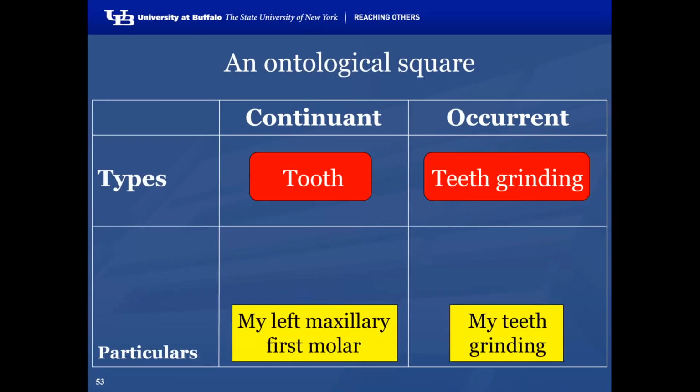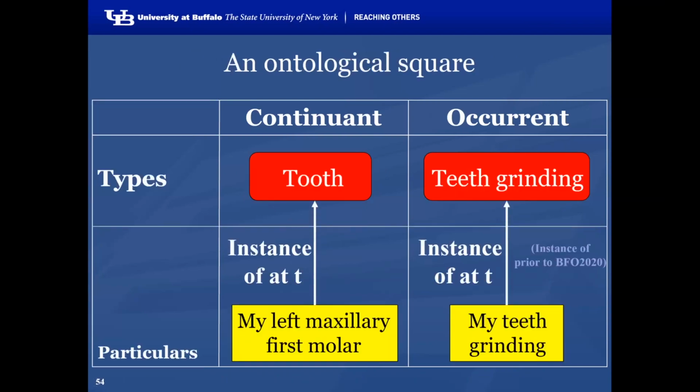We can make an ontological square. Take again the distinction between types and particulars, and continuance and occurrence. So types are tooth and teeth grinding. Think again of the example of the bruxism. So you have my left maxillary first molar, which is a particular. My teeth grinding is a particular. My left maxillary first molar is an instance at a certain time of tooth, and my teeth grinding is an instance of a teeth grinding.